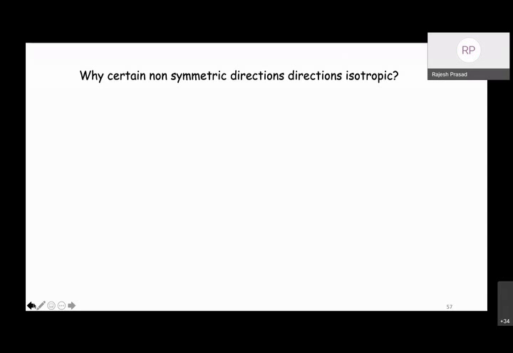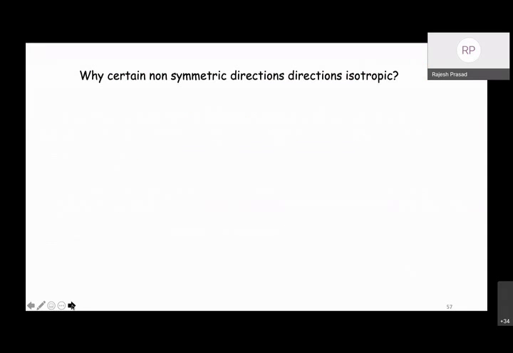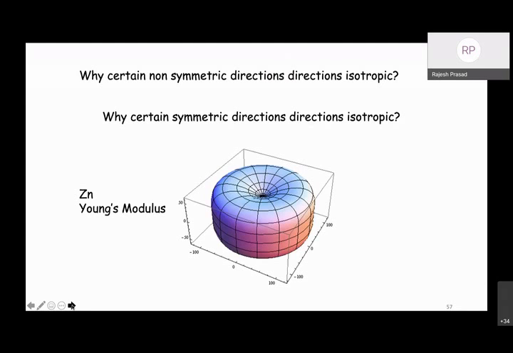But then, rather surprisingly, going back. Yeah, rather surprisingly, why certain symmetric directions are isotropic? Sorry for the typo, directions being repeated twice, but why certain symmetric directions are isotropic? Like we showed for zinc, the Young's modulus surface is like this. That means in the basal plane, the Young's modulus is isotropic.